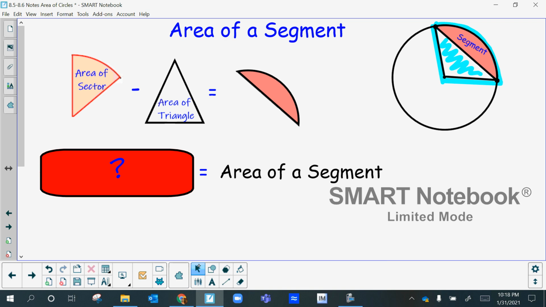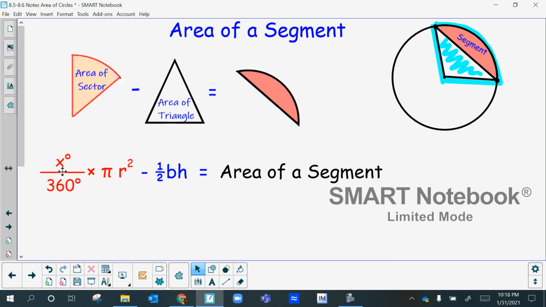So what does the formula look like? Well, area of a sector we just did, so there it is. I just wrote it again from the previous page. And then you already know area of a triangle, that's 1/2 base times height. And when you do that, that'll give us the area of a segment.